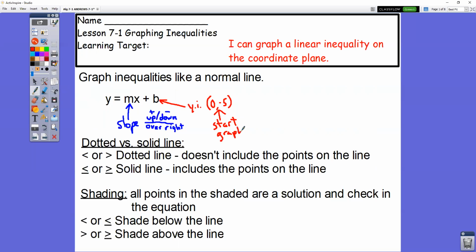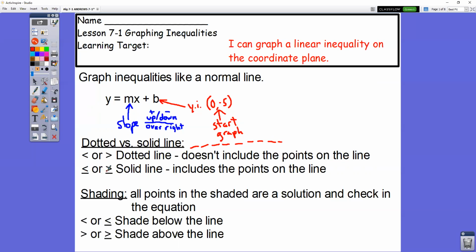Now, you do have two other decisions that you have to do. You're graphing these just like a normal line, but you're either going to use a dotted line to connect the dots or a solid line. You're going to use a dotted line when it's less than or greater than. A dotted line just looks like a dotted line, like a dashed line almost. It does not include the points on the line.